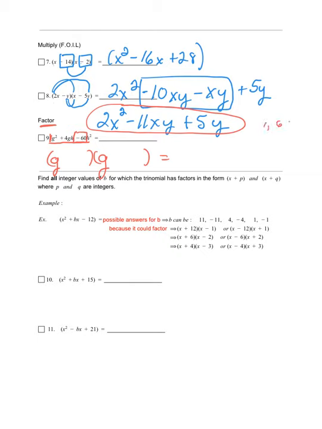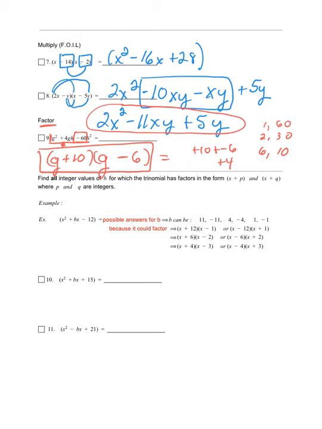You can list them out, 1 and 60, 2 and 30. And I'm going to skip a little. And 10 and 6. All right. And because this is positive, I know that I'm going to have a positive 10 minus 6. Because plus 10 plus a negative 6 gives me a positive 4. Okay. So this is my answer right here. G plus 10 times G minus 6.